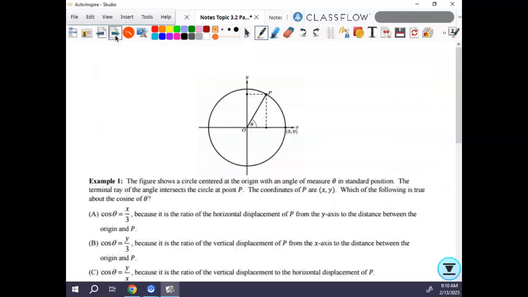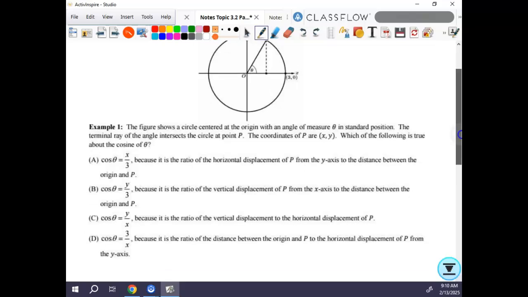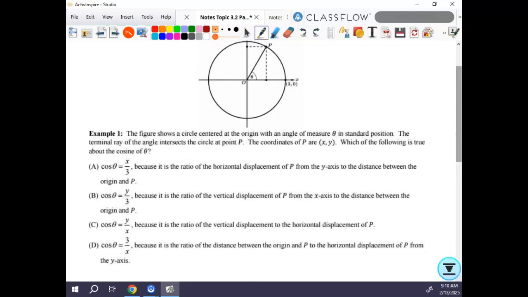Okay, so here we go. This is something you can see directly off the exam. Don't skim over the questions. Actually read them, even though sometimes they sound like they say the same thing over and over again. The figure shows a circle centered at the origin, angle of theta. I see my theta in standard position. The terminal ray of the angle intersects at point P. The coordinates of P are (x, y). Which of the following is true about the cosine of theta?